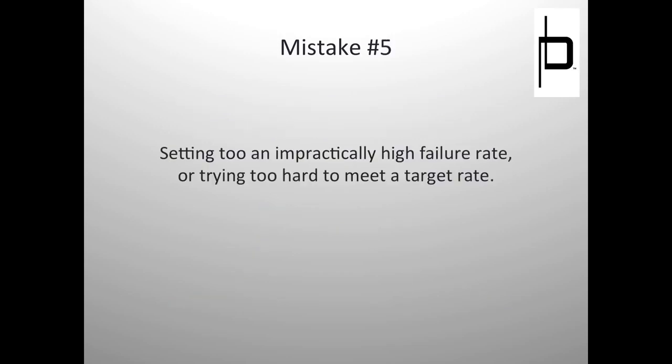Okay, mistake number 5: setting a failure rate that's impractical, or trying too hard to meet a target failure rate. Sorry about my English here. Setting an impractically high failure rate, too high a failure rate. So if you set something at 1 every 400 years, 1 every 500 years, make sure that it's right for your case, for your substation.